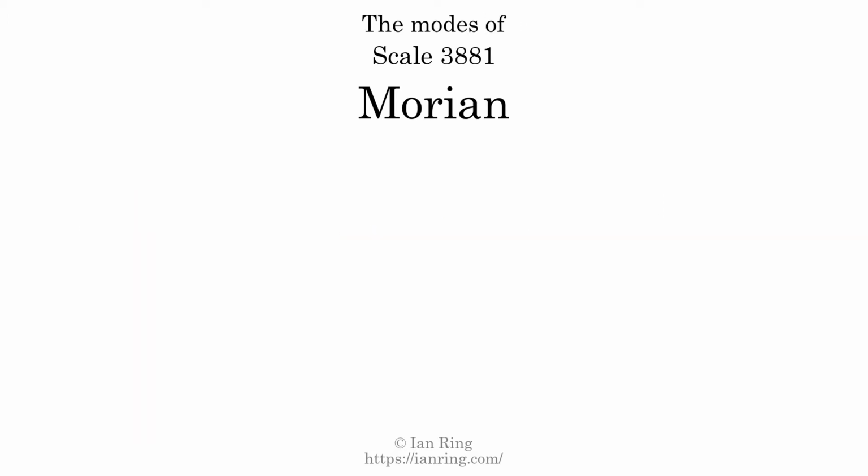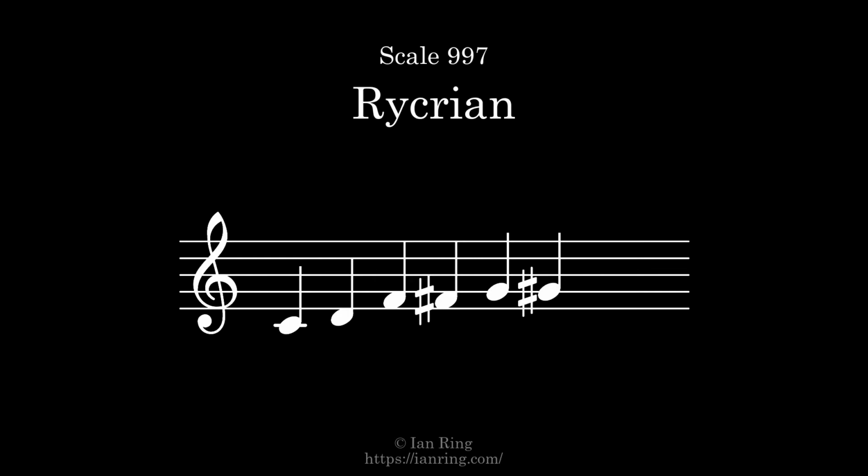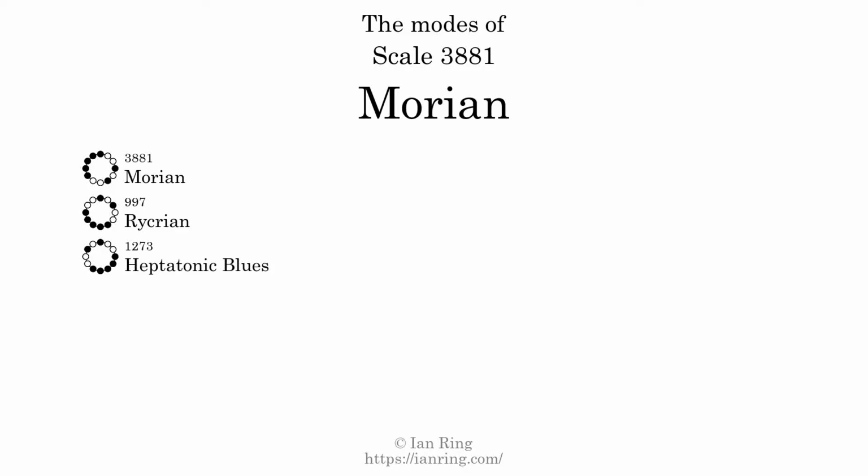This scale has 7 modes. The first mode is itself. The second mode is scale 997, also known as Morian. It sounds like this. The third mode is scale 1273, also known as heptatonic blues. It sounds like this.